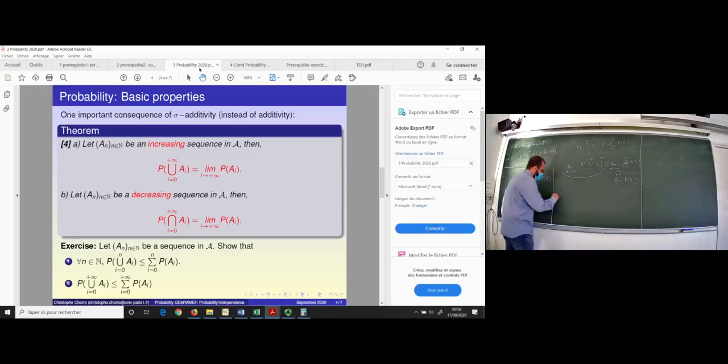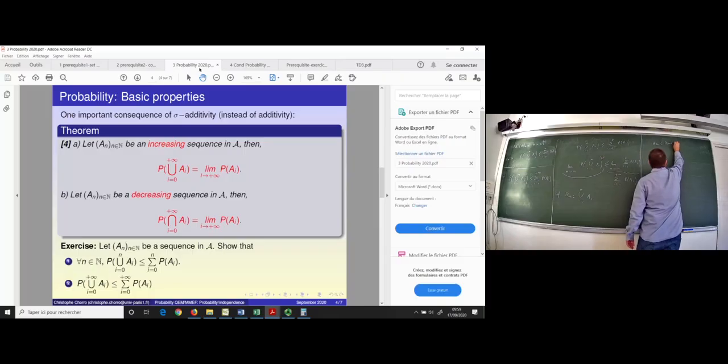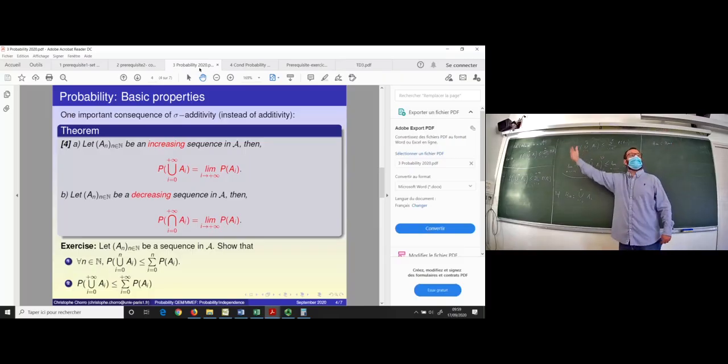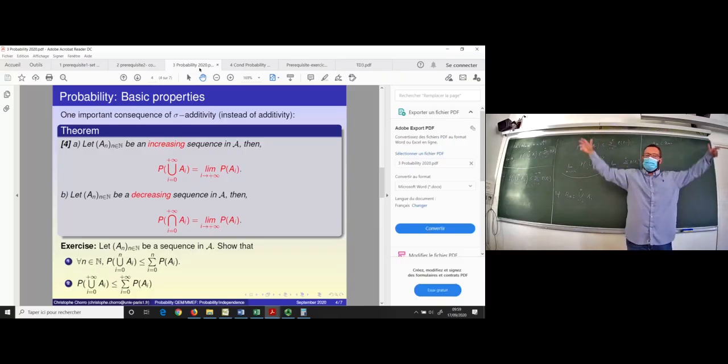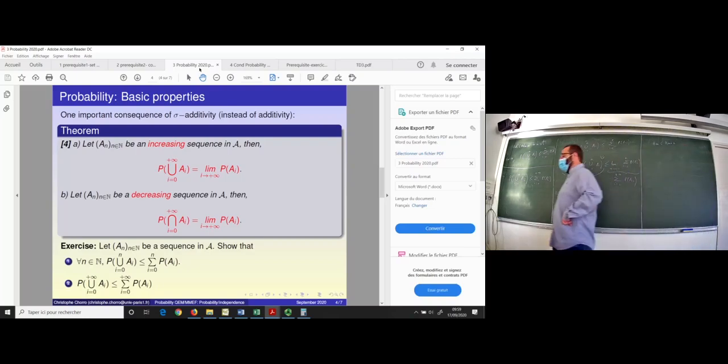So I define Bn as the union from i equal to 0 to n of Ai. This set is this one. I can say two things. Of course, I have an increasing sequence because Bn is included in Bn plus 1. Each time you add a set in the union, you are bigger and bigger. So you have an increasing sequence here.